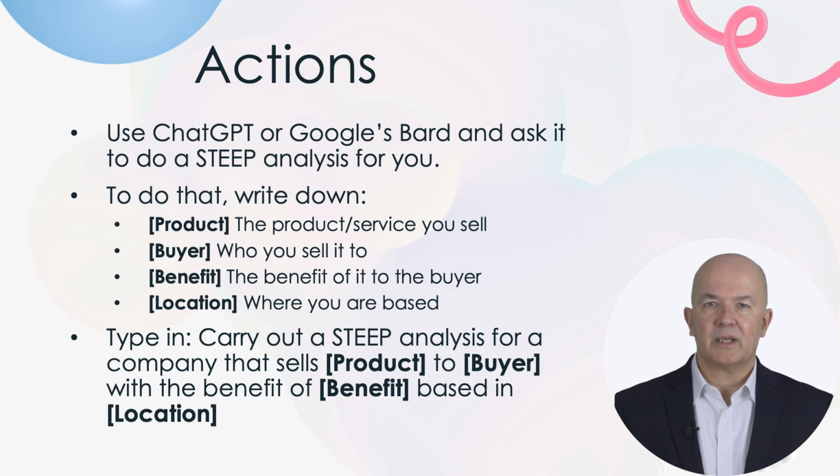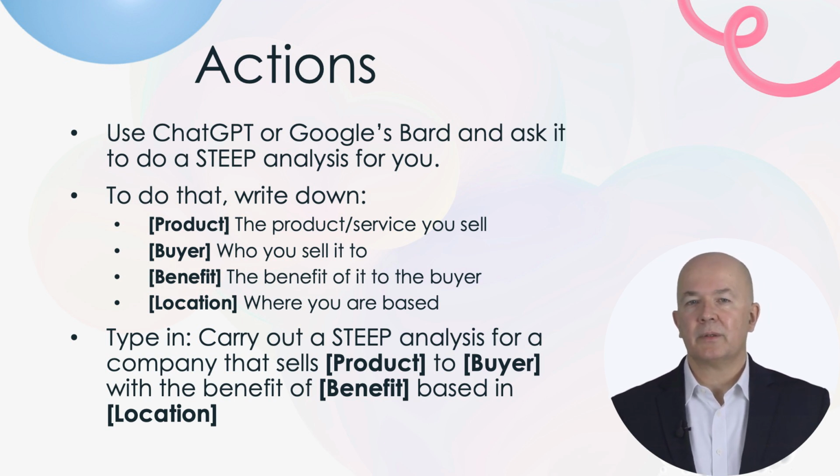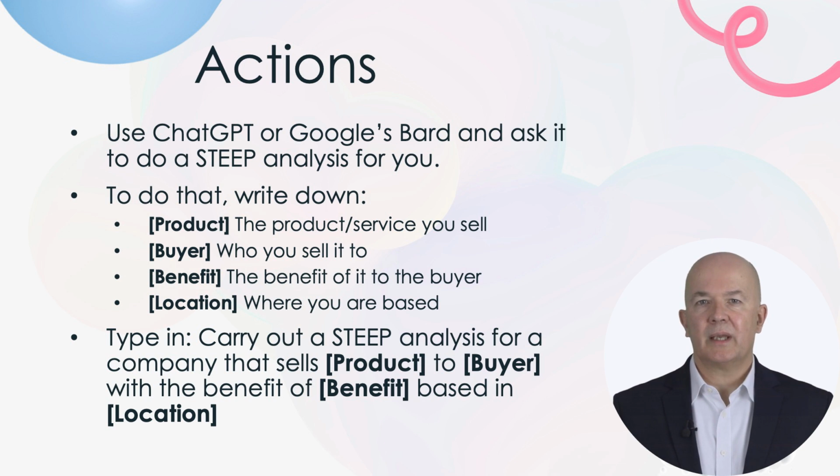To do that, I have created variables as they are known in the world of programming. The variables we are going to use to program your prompt are the product, which is the product or service that you sell. You need to describe the product or service in detail so that the AI is very clear on what you are selling. The buyer is your ideal customer. You need to describe your ideal customer in a lot of detail, including their job title, company size, location for business buyers, and their demographic if they are consumers.